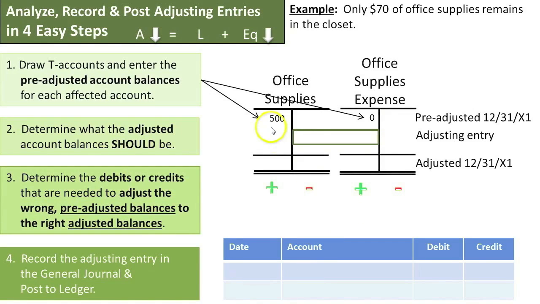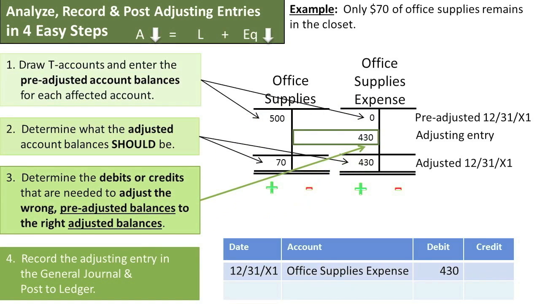Our opening balance in office supplies is $500 as a debit. As of the end of the year, we've counted that there's $70 of office supplies remaining. That means we've used up $430, and that should be our office supplies expense for the period. What journal entry would take us from these wrong numbers to the right numbers? The answer is we would have to debit office supplies expense $430 and credit office supplies $430. The debit to office supplies expense increases expenses, and the credit to office supplies reduces assets.